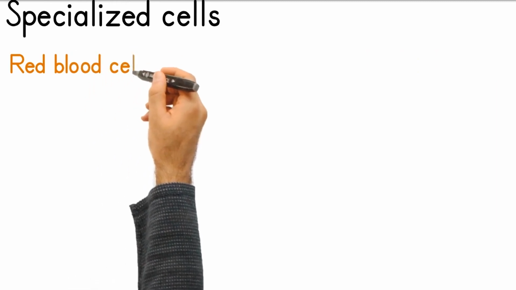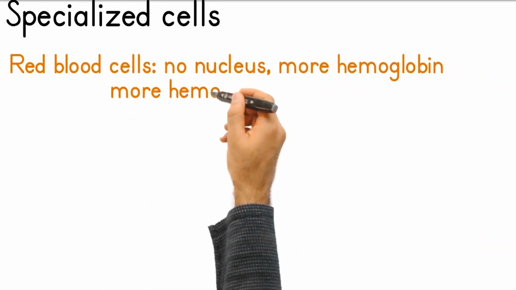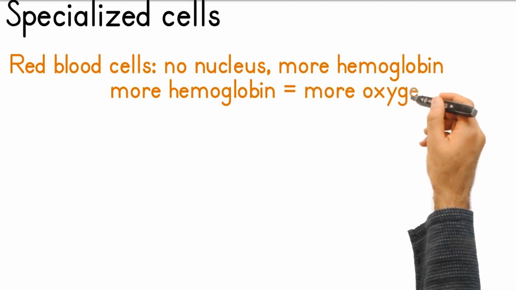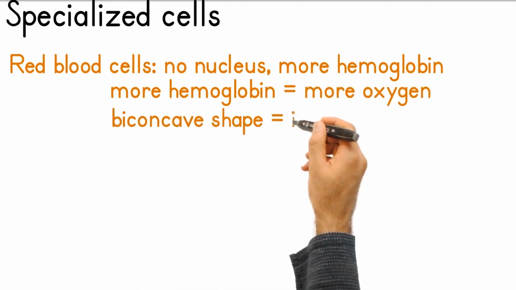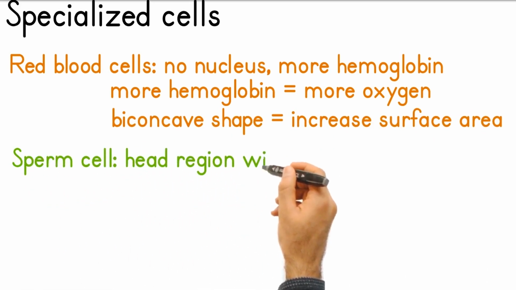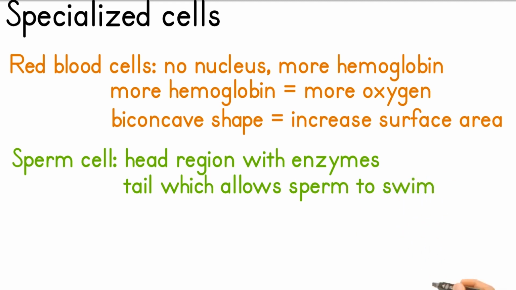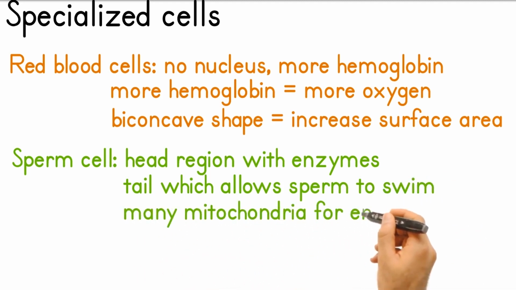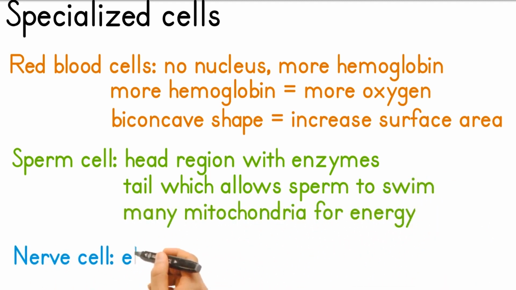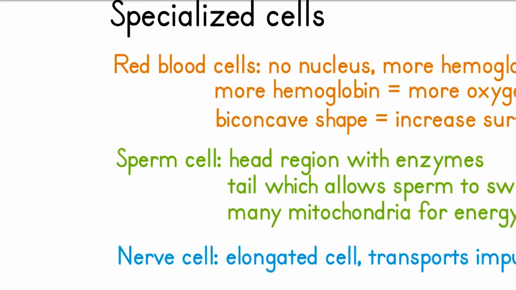Red blood cells have no nucleus, which allows for more hemoglobin. More hemoglobin equals more oxygen. They have a biconcave shape, to increase surface area. The sperm cell has a specialized head region with enzymes, a tail which allows the sperm cell to swim, and many mitochondria for energy. The nerve cell is an elongated cell of the nervous system, which transports impulses.